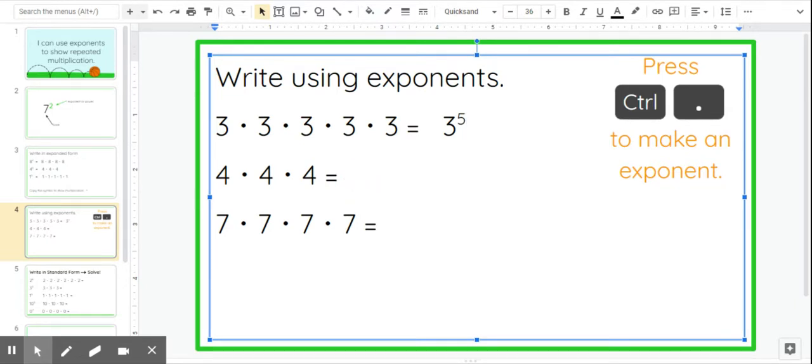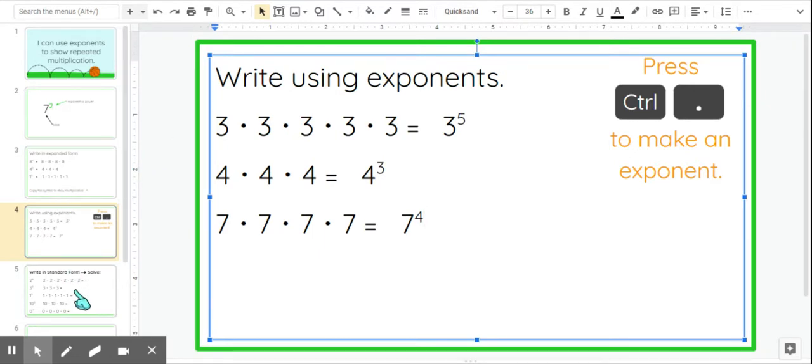For this next one, we have 4 multiplied by itself over and over. So our base number is 4. 4 is multiplied by itself 1, 2, 3 times. So the exponent is 3. Then the next one, we have 7 multiplied by itself. So our base number is 7. And it's multiplied by itself 1, 2, 3, 4 times. So the exponent is 4.